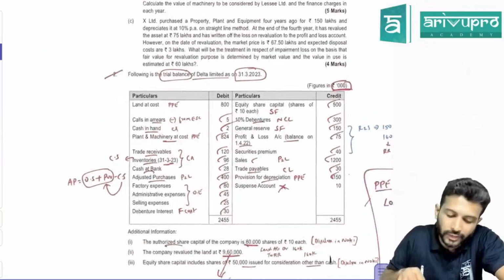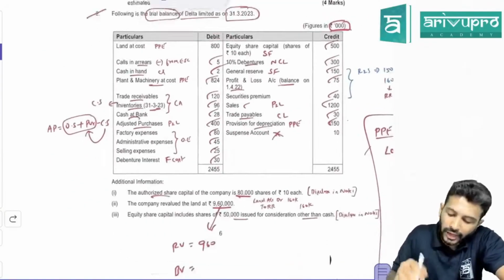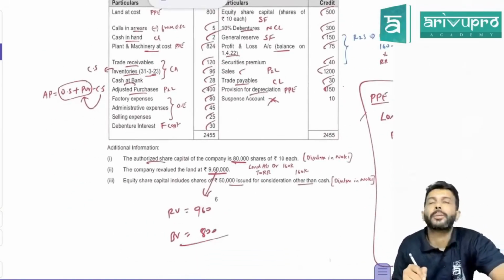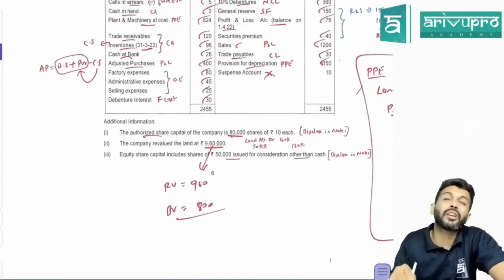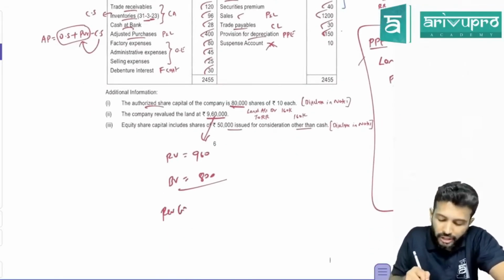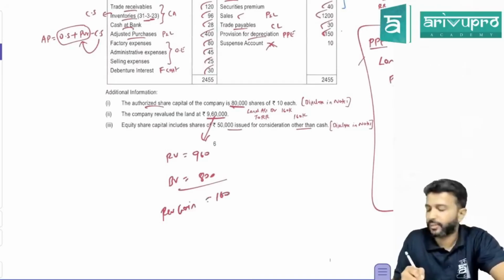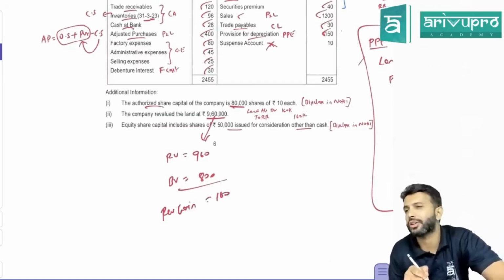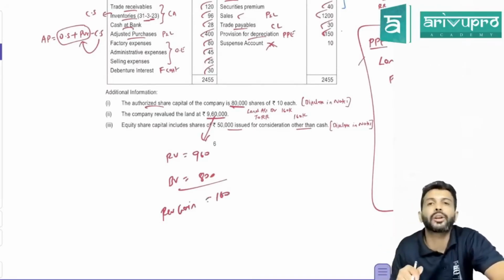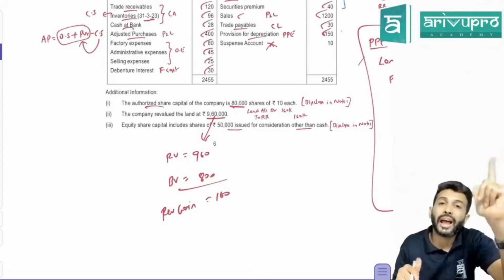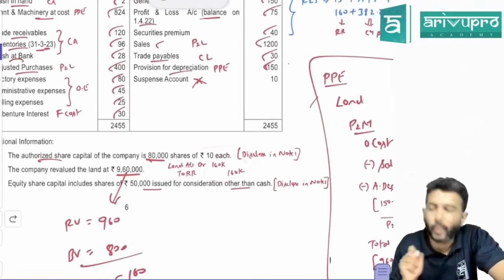But what is the book value of the land as per the trial balance? Book value of the land is 800. That means you have a revaluation loss or revaluation gain. You have a revaluation gain of how much, sir? 160. What is the journal entry for revaluation gain? First time you did revaluation and got a gain. What is the journal entry? Land account debit to revaluation reserve 1,60,000.